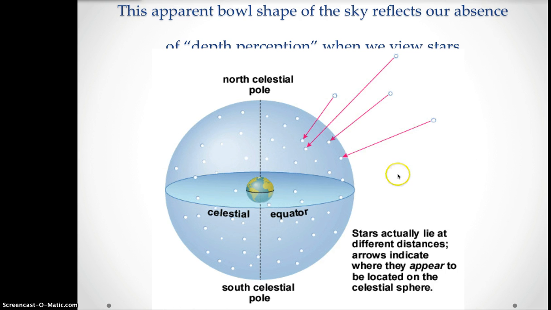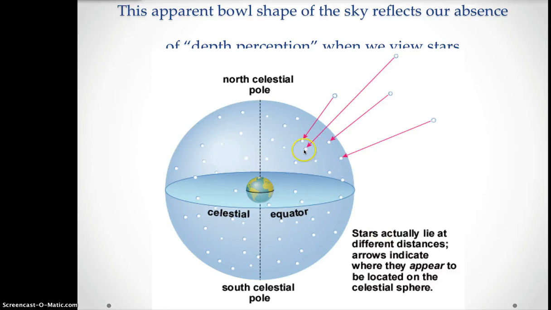So in any case, we're going to use this celestial sphere as a model to help us understand what we are looking at in the sky. And it actually comes in quite handy. Again, it's a way of thinking of things. It might not actually be accurate, but it helps us understand what we're observing.